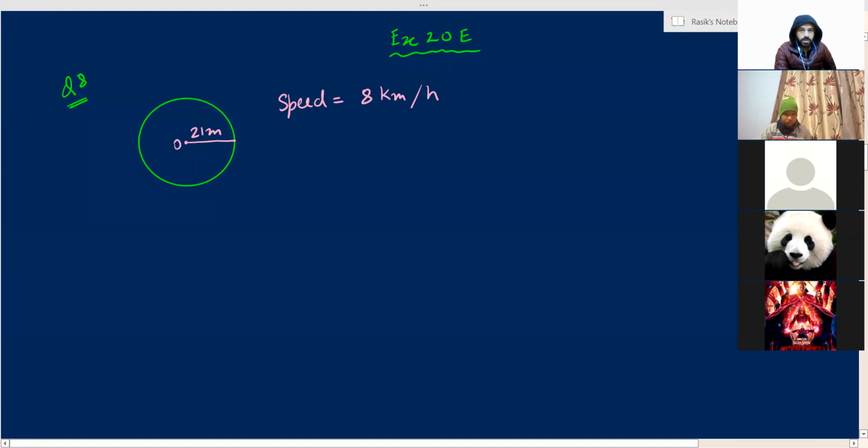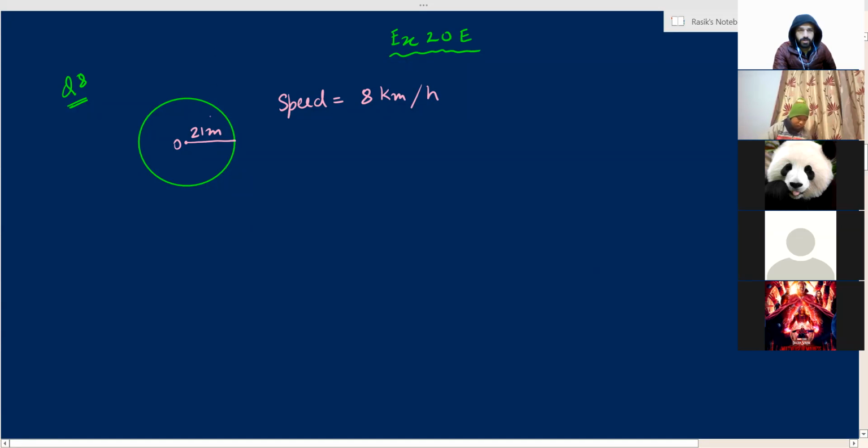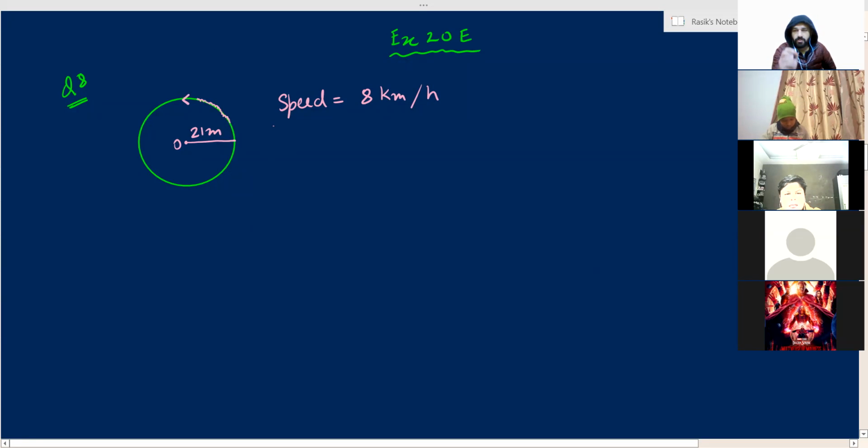So speed is equal to 8 kilometers per hour. Here, the man is cycling on the boundary of the circular field, right? He is going around the circular field. That means where is he cycling? He is cycling on the boundary. So we have to tell how much time he will take to complete one circle, to complete one round.